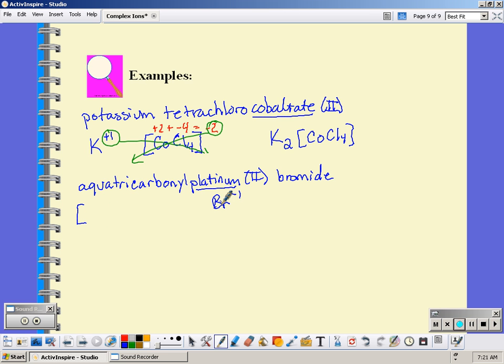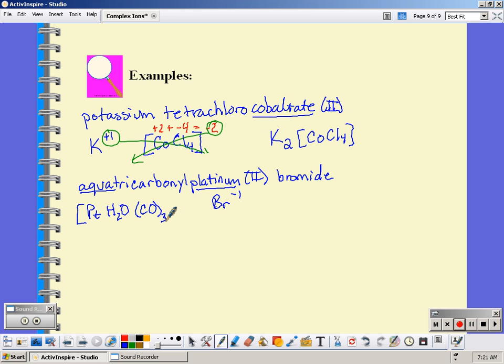Aqua is that special word for water as a ligand. Tricarbonyl. CO is carbonyl, so that has to go in parentheses, and then there's 3 of them because of the tri, so that goes on the outside.